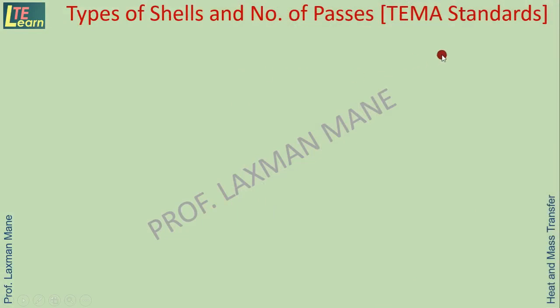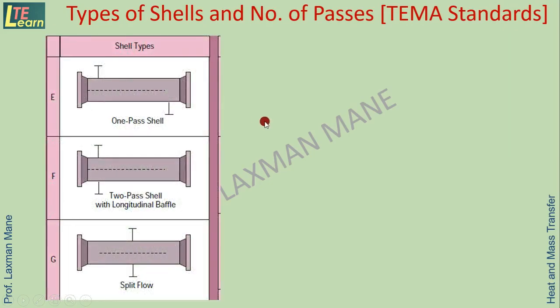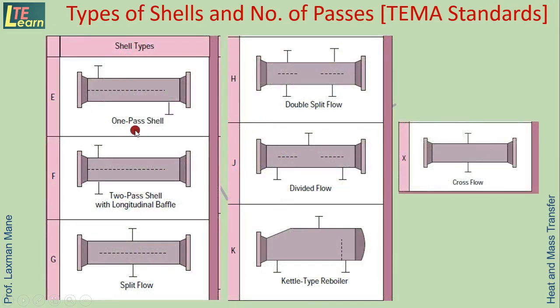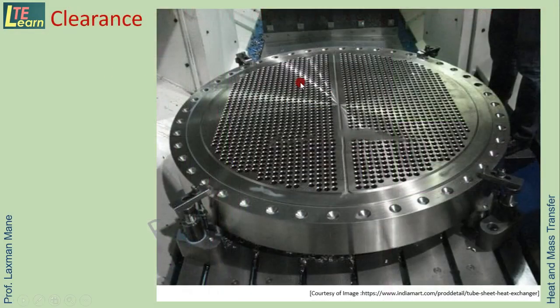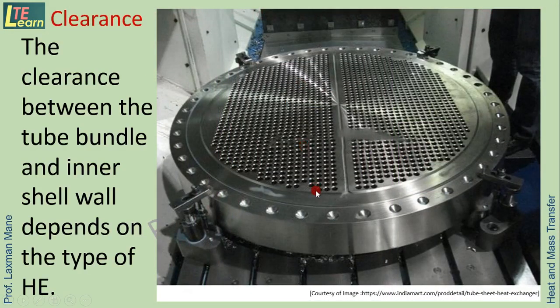As per the TEMA standards guidelines, the types of shells and number of passes are shown here. Here, one pass, two pass shell. As per the type of flow: split flow, double split flow, divided flow, cross flow. These are provided in the design of shell and tube heat exchanger. The clearance between the tube bundle and inner shell wall depends on the type of heat exchanger.